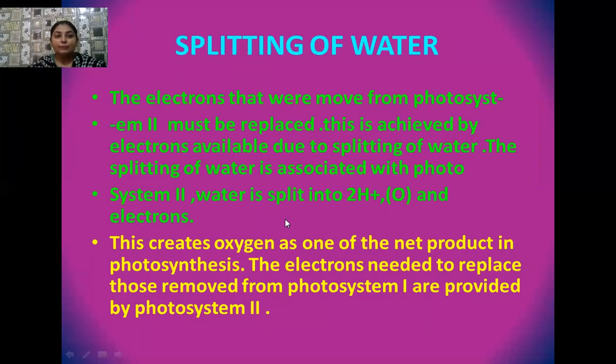Yes, student, here I am going to discuss a very important reaction that supplies a continuous flow of electrons to photosystem 2, that is P680, in non-cyclic photophosphorylation, and that reaction is splitting of water. So always remember in your mind that the reaction splitting of water is always associated with photosystem 2, that is P680.